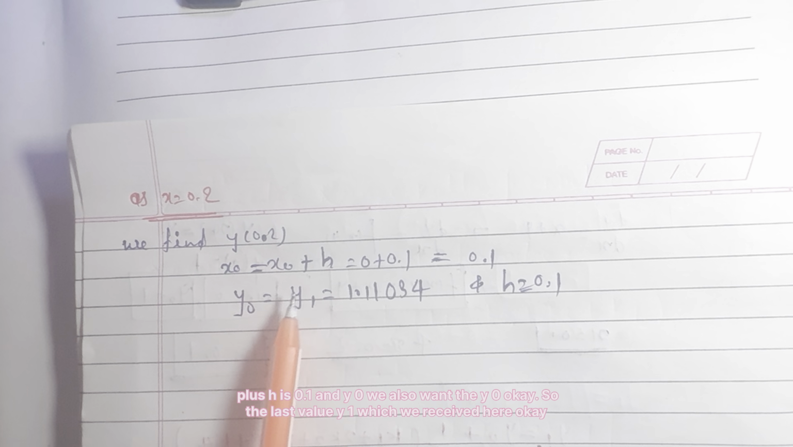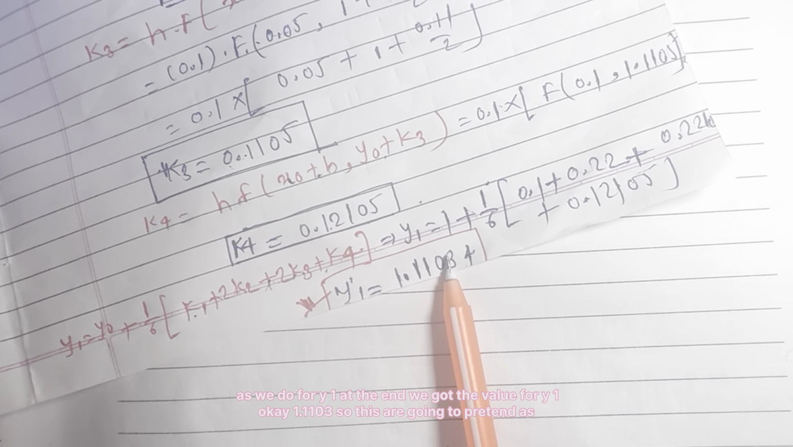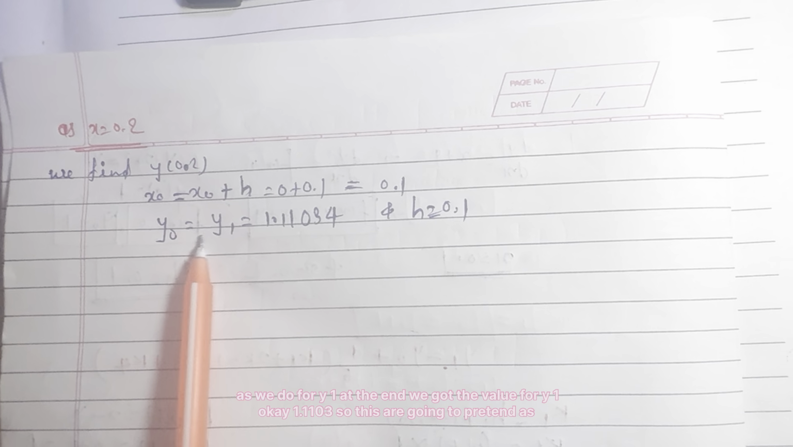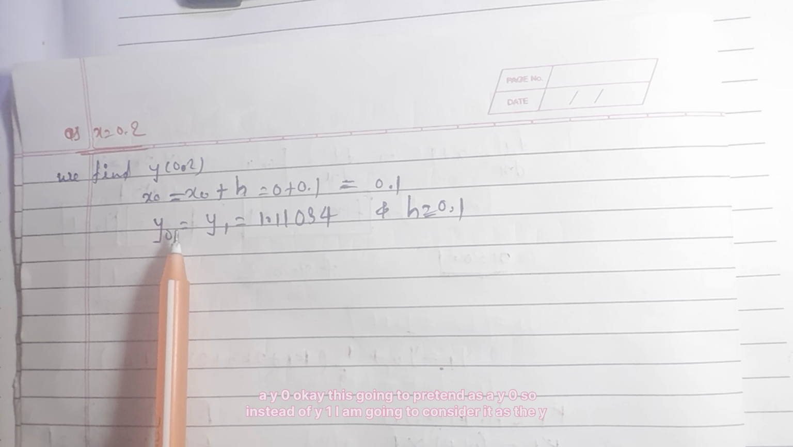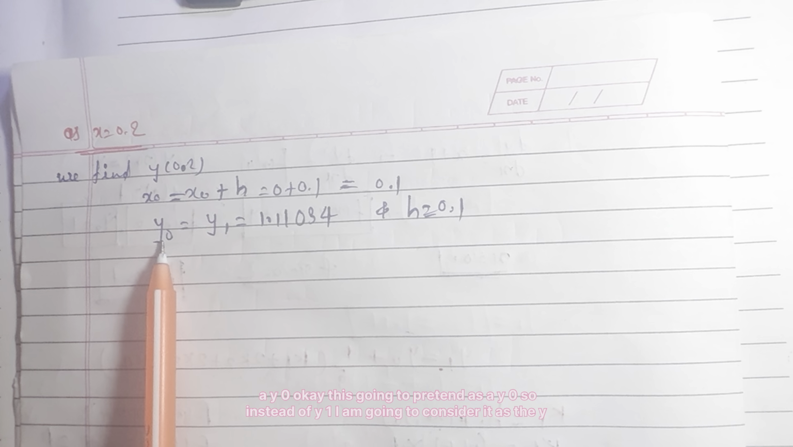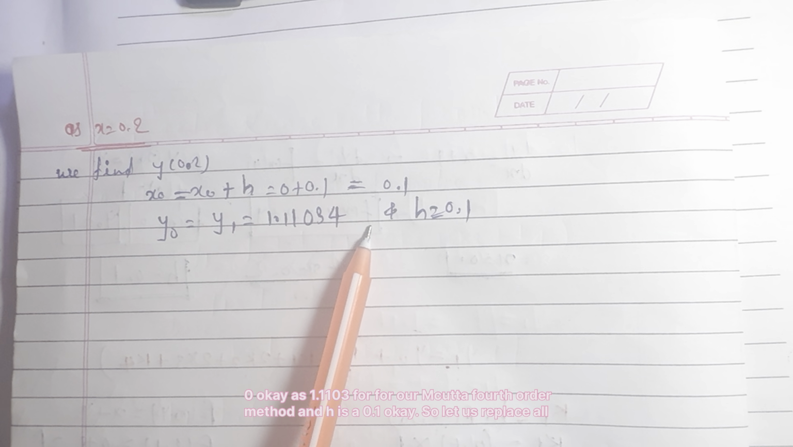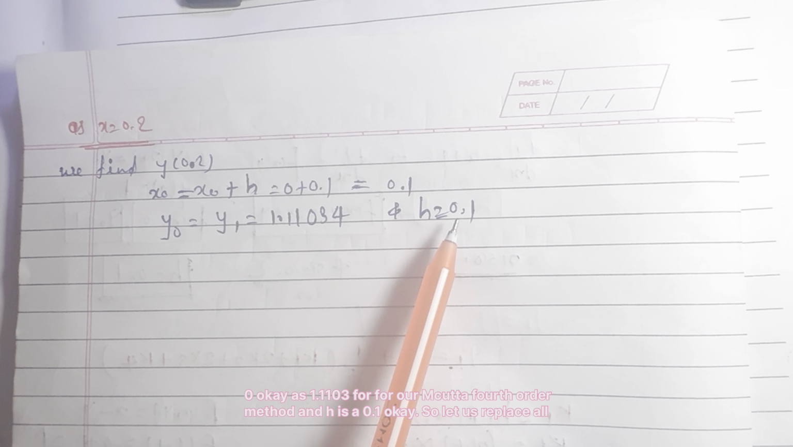And y naught, we also want the y naught. So the last value y1 which we received here, at the end we got the value for y1, 1.11034. So this is going to be treated as y naught. Instead of y1 I'm going to consider it as y naught, 1.11034, for our Runge-Kutta fourth order method, and h is 0.1.